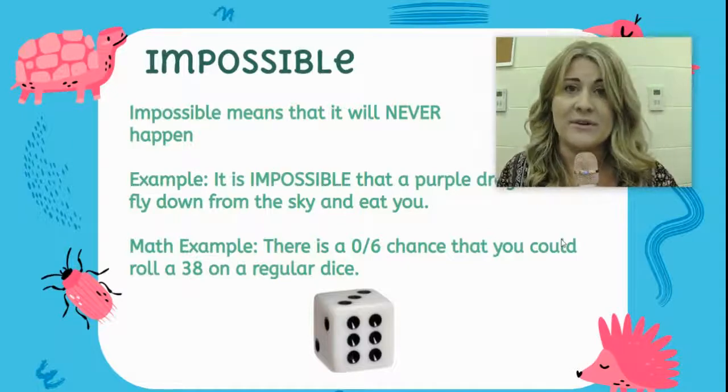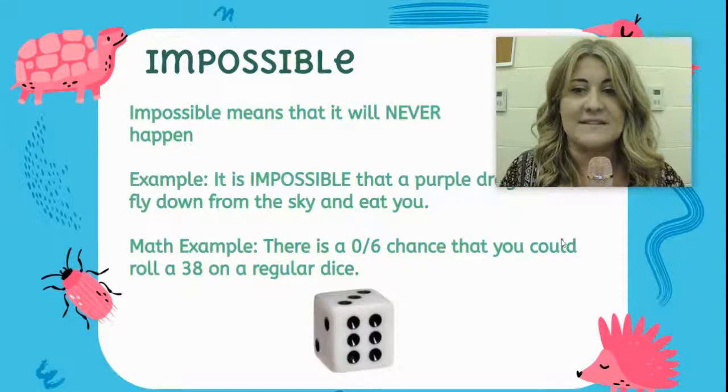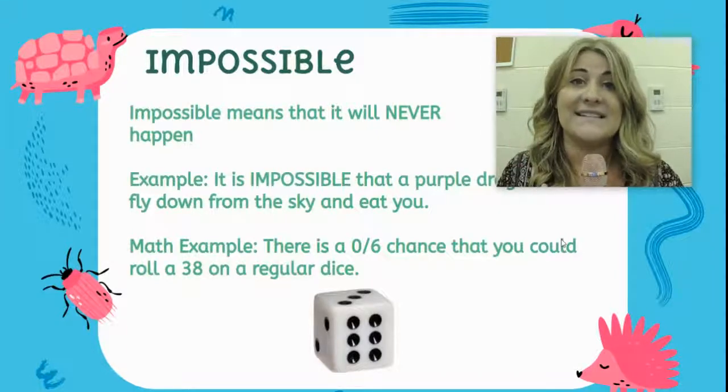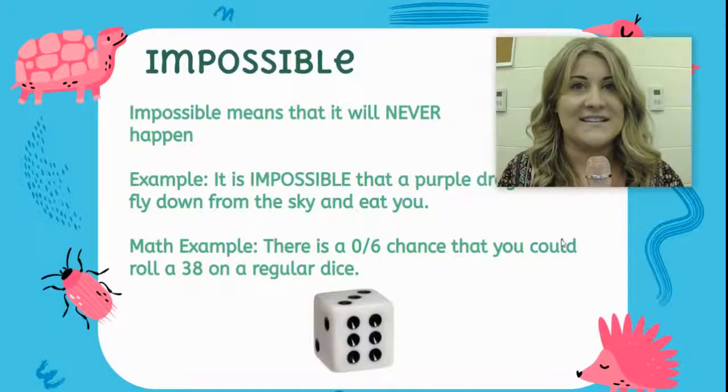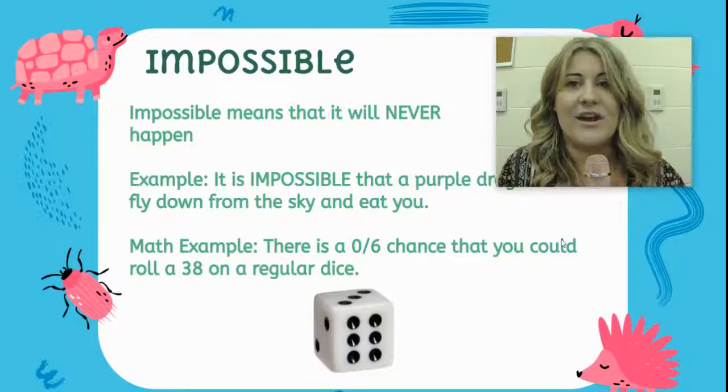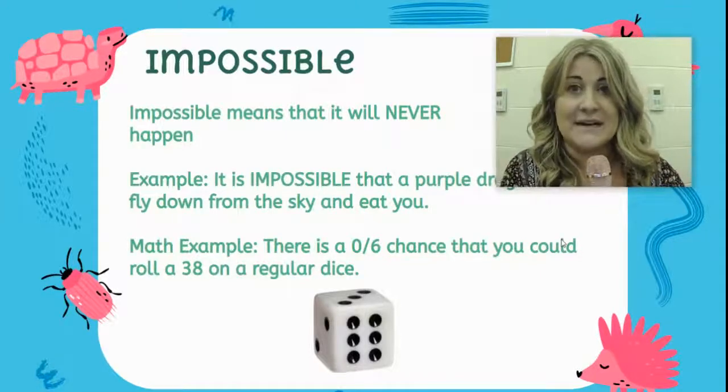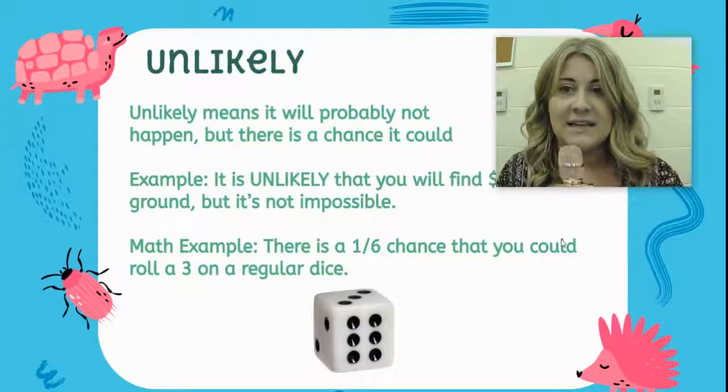Our math example is that there is a 0 out of 6 chance that you could roll a 38 on a regular dice. On a dice, there are 6 sides. 1, 2, 3, 4, 5, 6. There's no 38. So I could not roll a 38 on a dice roll. So that is impossible. Our next word is unlikely.